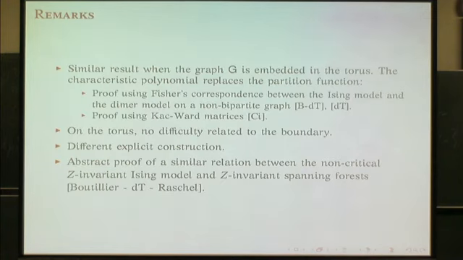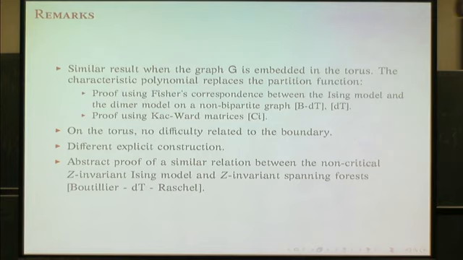So what are the known results in this direction? There are already results when the graph G is embedded in the torus, instead of having a graph embedded in the plane. In this case, the partition function is replaced by the characteristic polynomial. And so we have a proof of an equality up to a constant between the characteristic polynomials.